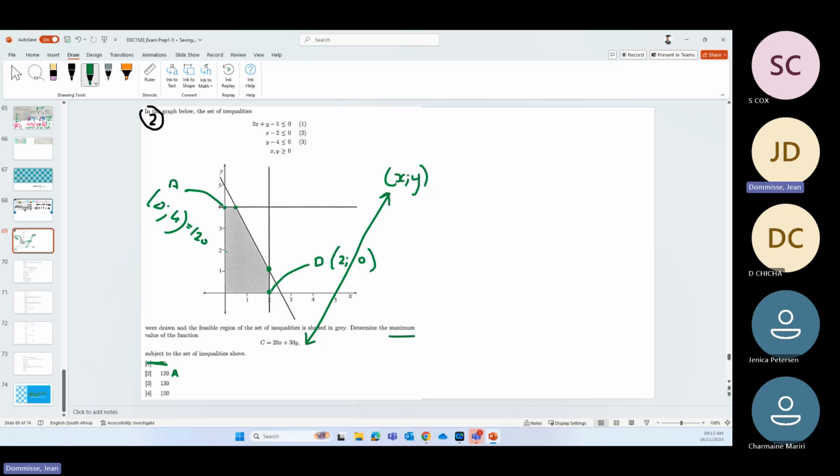So if we look at D, 2 times 20 is 40. That would be 0. Okay, so 40 is not even on that list. So definitely not number D.